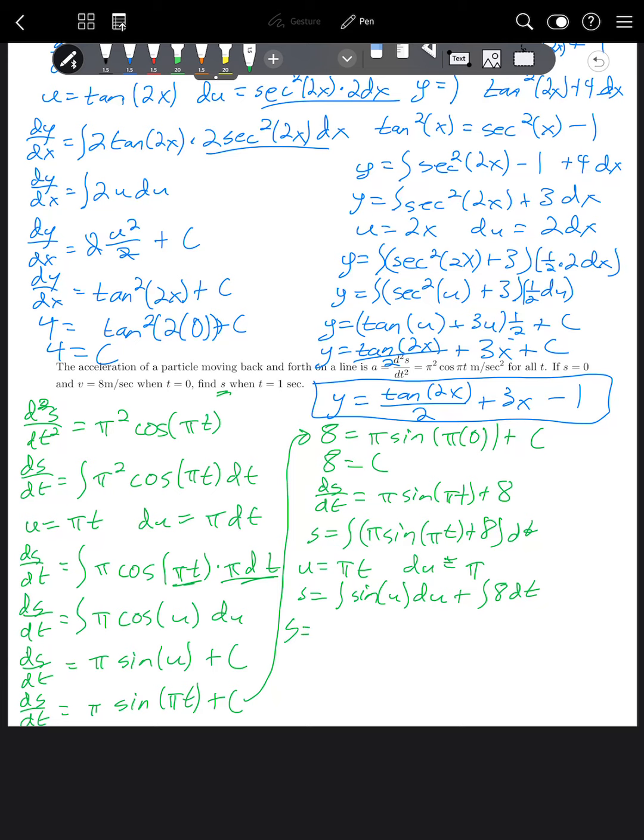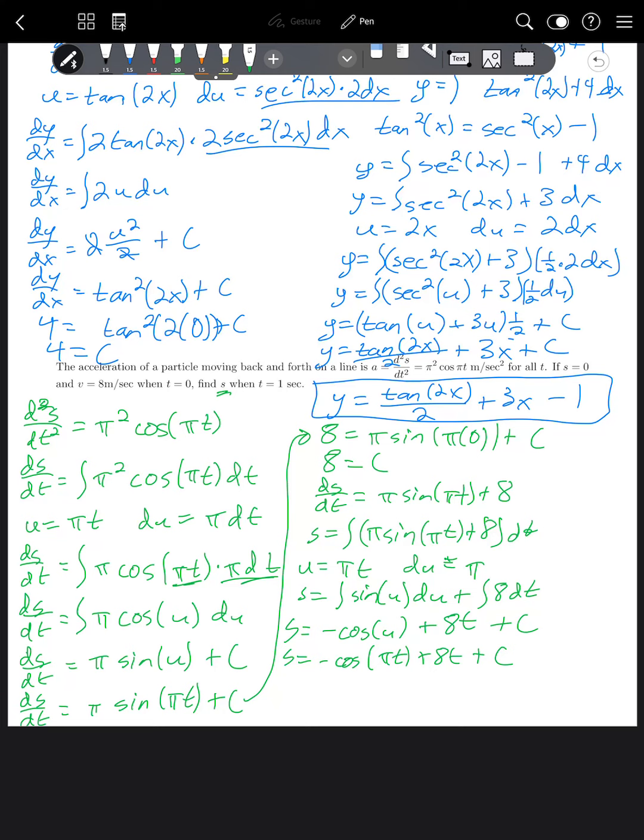So s equals, the antiderivative of sine is negative cosine u plus the antiderivative of 8 dt is 8t plus c. And now we can substitute in the value for u, which is pi t. So s equals negative cosine pi t plus 8t plus c.